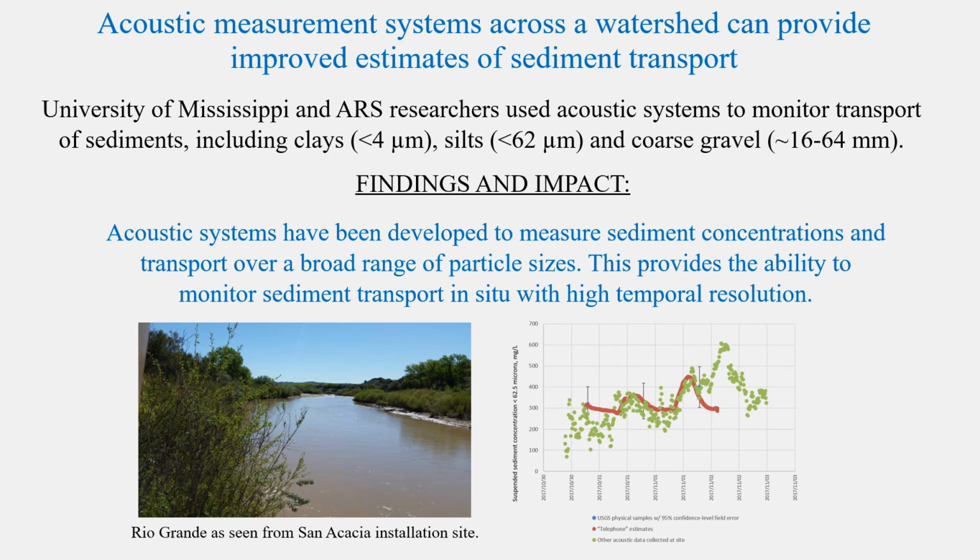The figure shows example data from Rio Grande River near Santa Acacia, New Mexico. Note that measurements from the telephone, the red or orangish dots that overlap to form a line, compare well with the physical samples. Physical samples are the three blue dots with error bars that are partially obscured by other data. But you can pick out the three error bars, and those dots do fall very close to the orange line. The green dots are data from other acoustic instruments deployed at the site by USGS or other agencies. These data also show good agreement with the telephone data.